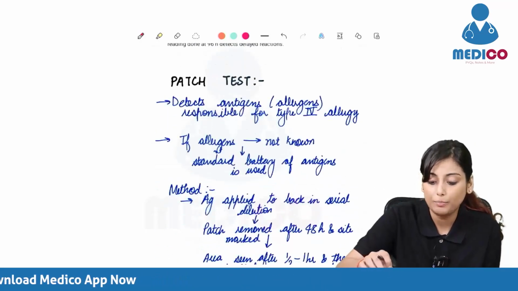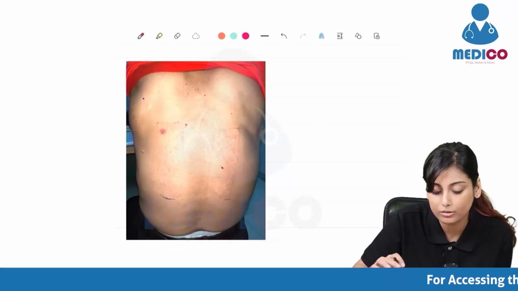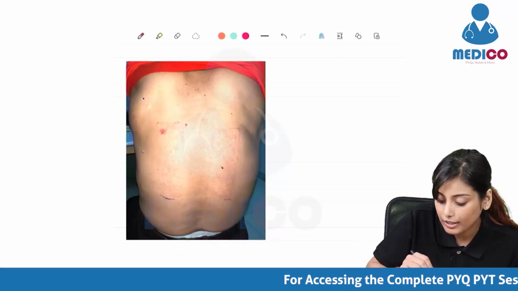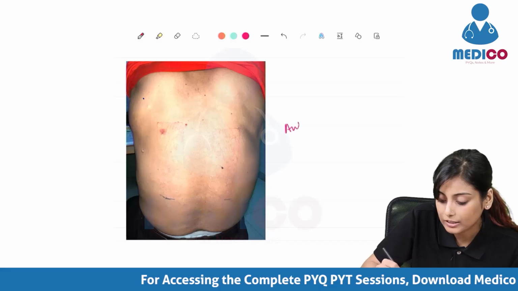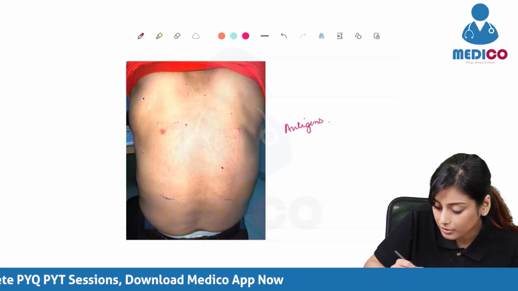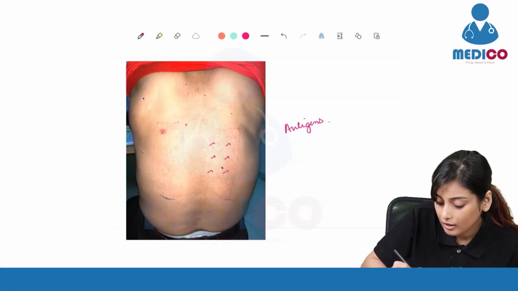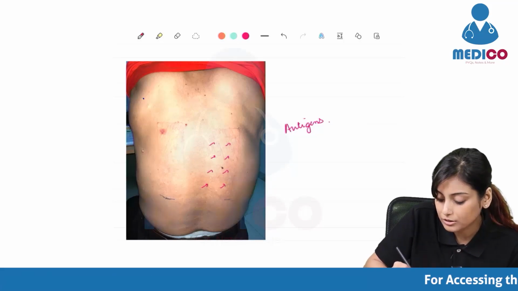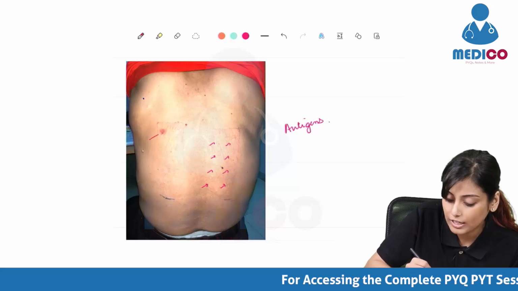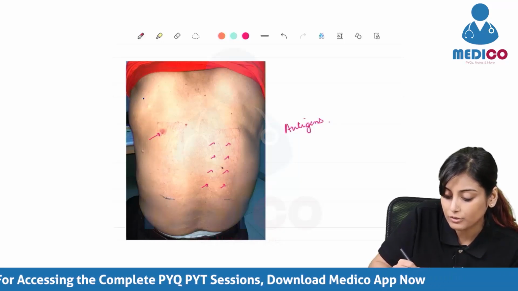Now there's another test called patch test. I'll show you a patient's picture and there you will be able to understand it better. We take a few antigens and put them on the patient's back. You can see that a few antigens have been put on the patient's back here. There was no reaction to either of these, but there was a reaction to this one. When we put the antigens, we know which antigen we are putting where.